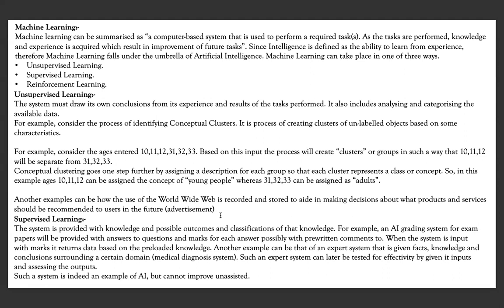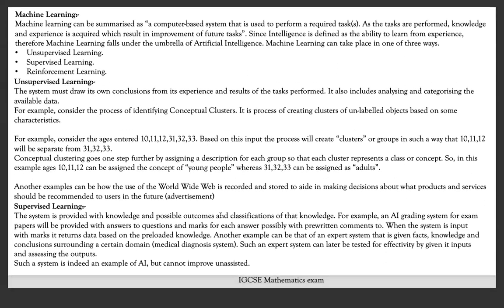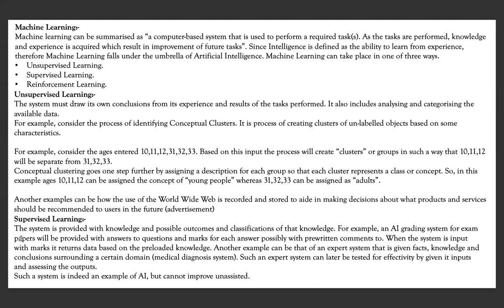So this is an example of unsupervised learning, in which my system is drawing conclusions based on the tasks that are performed currently. So there has been searching for, say, shoes, and my system has analyzed that since this person is interested in shoes, he should be provided with advertisements that are mostly related to shoes. Now, on the other hand, let's look at supervised learning.